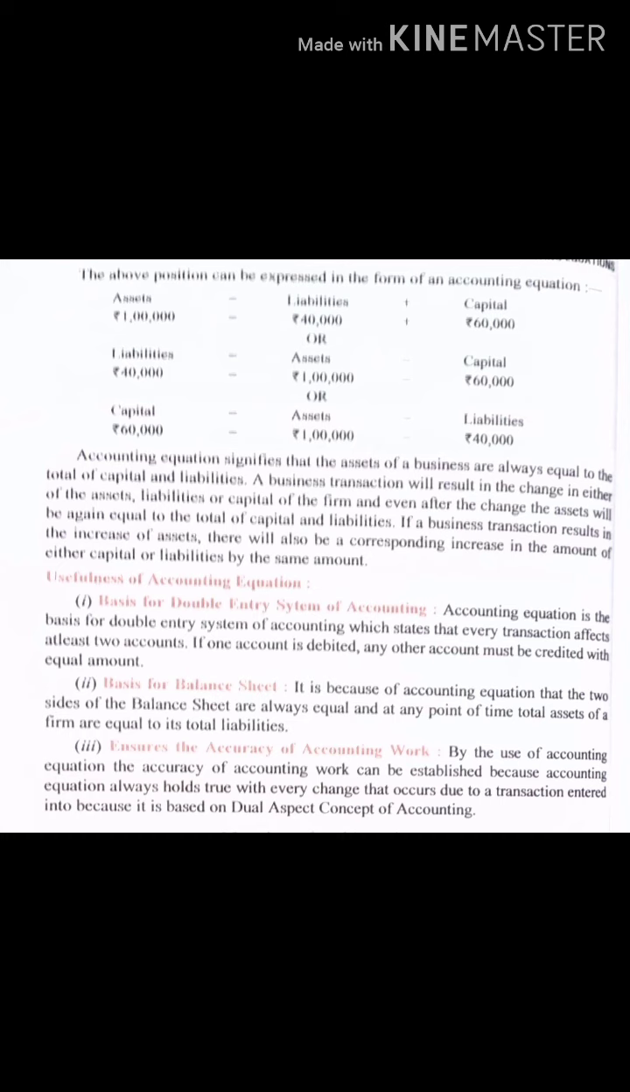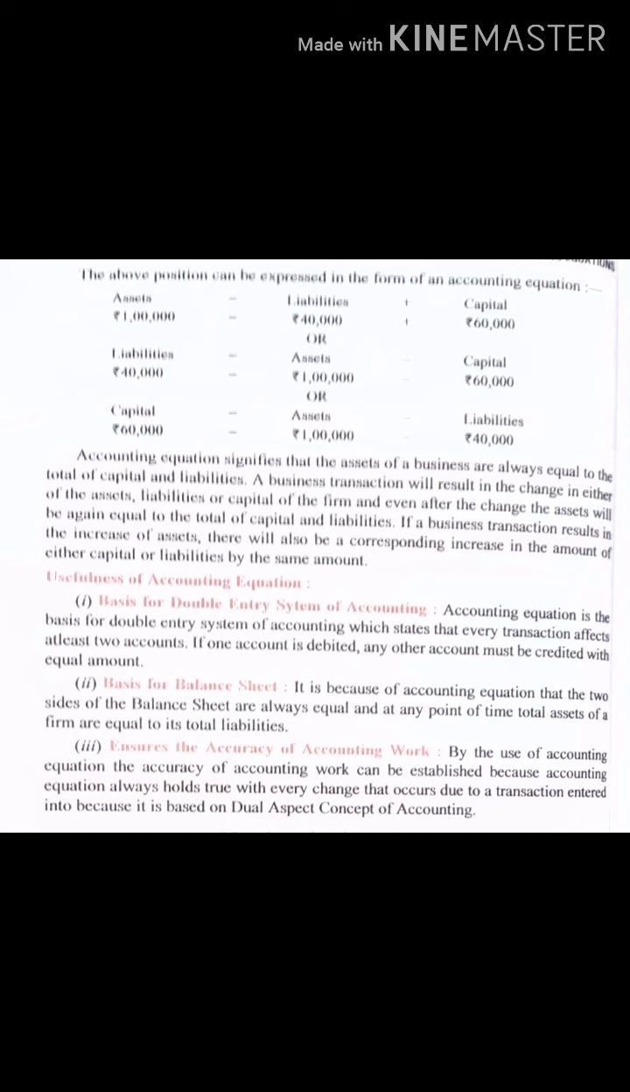Now, what do you mean by total liability? Total liability is a breakup of capital plus liabilities. Do remember, okay? Total assets, that is total assets only. But if they say total liability, then total liability is what? Total liability is the breakup of capital plus liability.